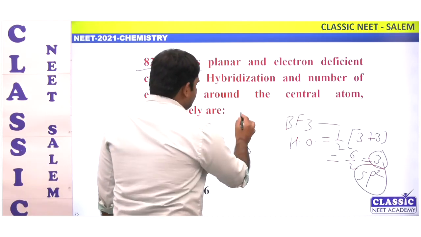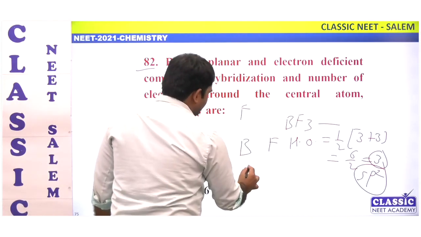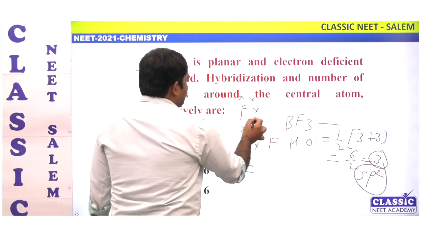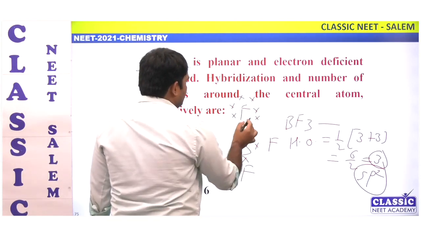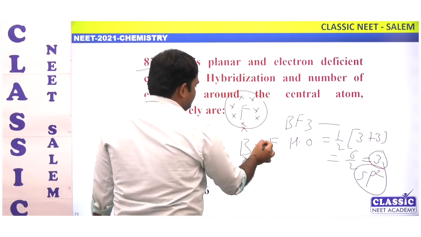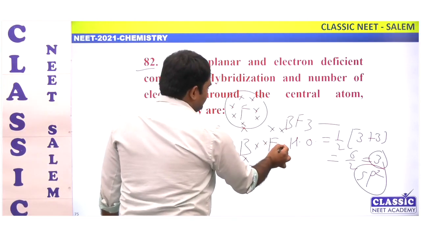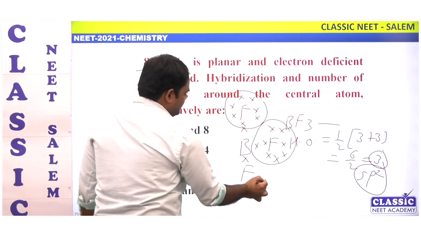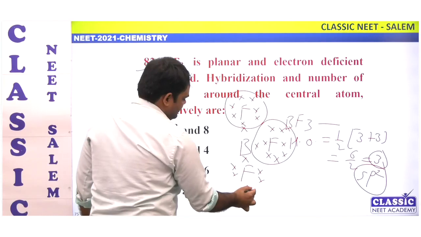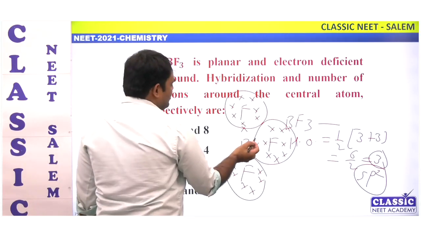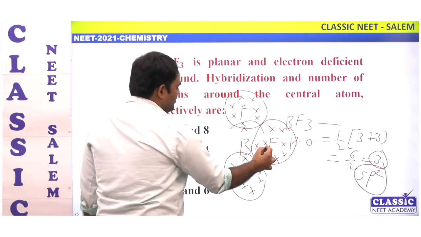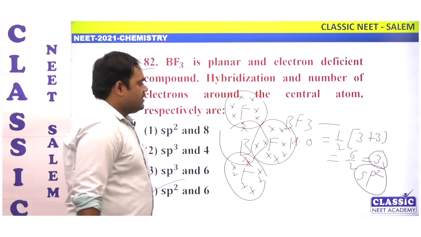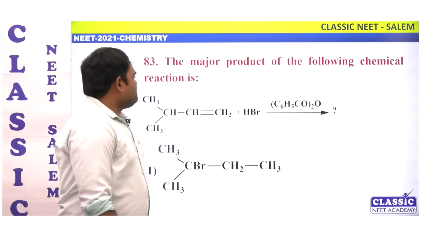You can draw this: fluorine, fluorine, fluorine. So look, the 7 electrons present here complete its octet. The same thing is here also. After that, how many electrons are coming around boron? Only 6 electrons. So the fourth one is the correct answer.